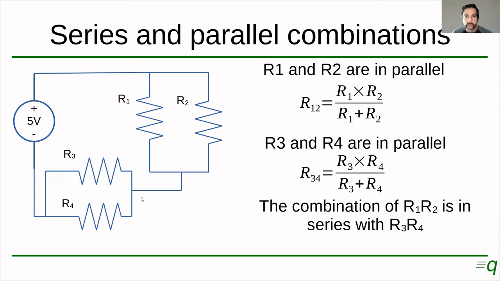And because this block is in series with this block, we can calculate the overall resistance as the sum of these two, because these two blocks are in series, right? So the equivalent resistance of this whole circuit is going to be R12, which we calculated here, plus R34, which we calculated here.